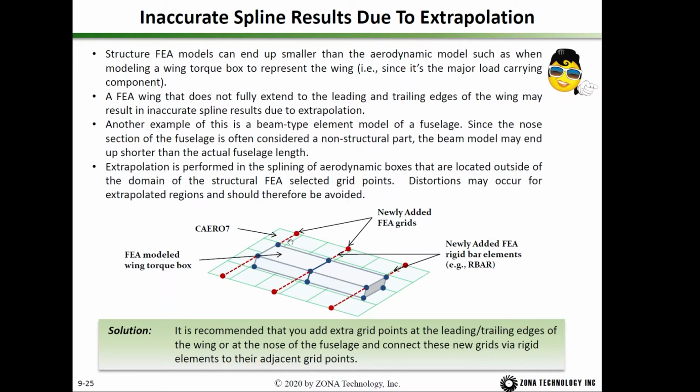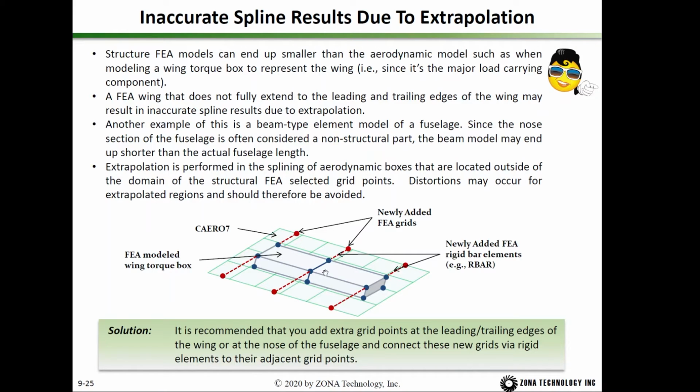Also, sometimes the structural people model the wing, they only model the wing box because the wing box is a major load carrying component, and they do not model the leading edge and trailing edge because they are not a major load carrying component. They only include the mass effect of those leading edge and trailing edge regions.